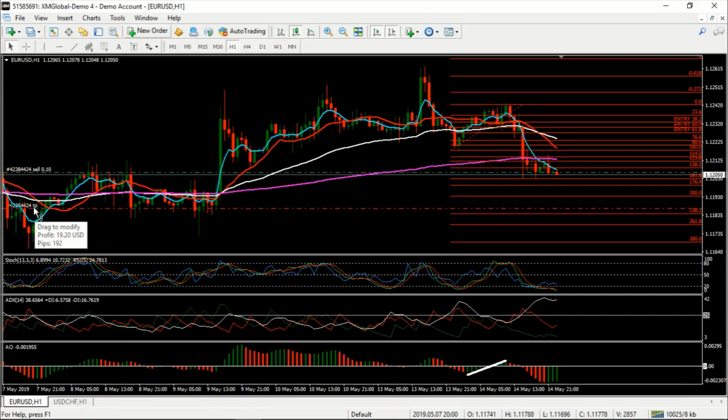As I hover on top of that with my mouse, it shows the potential profit that I'm able to make with this trade. At the moment it shows me that I'm able to make $19.20 with the 0.10 lot size that I am selling at. It also tells me that this would be 192 pips, but in actual fact that is 19 pips, because we don't take into consideration the last decimal, which is the 2, because that is a pipette. So that would be 19 pips that we would currently be making.